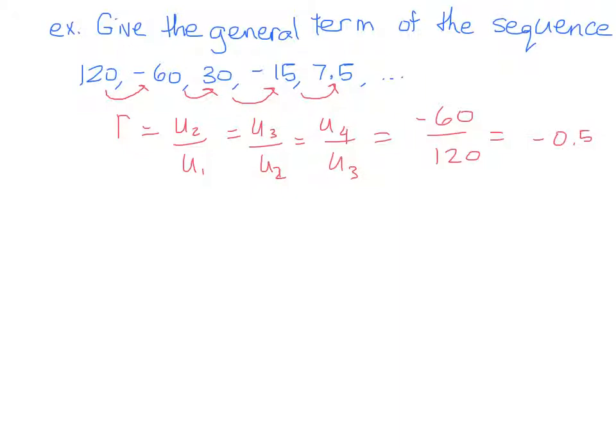So if you test it out, you'll realize that yes, each time we're multiplying by -0.5 to get the next term. It does make sense now that you can see it, hopefully. I think it makes sense.